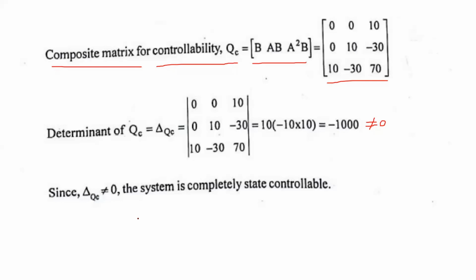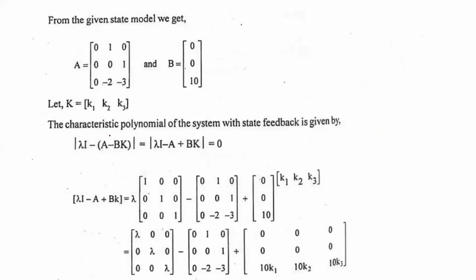Okay, be careful. Now let us come to the process. What is the process? I'm going to explain here itself. From the given state model, we get a matrix A and a matrix B. Here I'm going to take the K value as K1, K2 and K3, because yesterday I said how to find the gain matrix K.